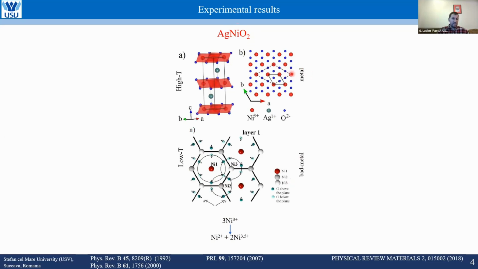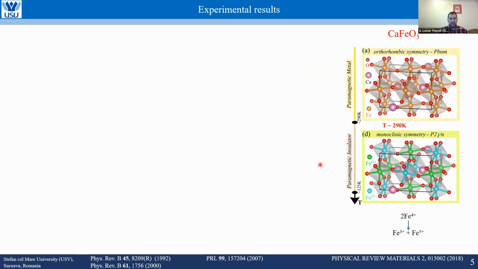In this case, the system is metallic at high temperature, and once you go across the transition, it becomes a bad metal. Now, the next compound which I looked at and want to mention is calcium iron oxygen 3, where again at high temperature we have a paramagnetic metal with one non-equivalent site. We go across the transition to a paramagnetic insulator, and then we have expansion and contraction of the octahedra. I do the bond valence sum, and I have iron 2 plus at high temperature, but once I go across the metal to insulator transition, I get iron 3 plus and iron 5 plus.